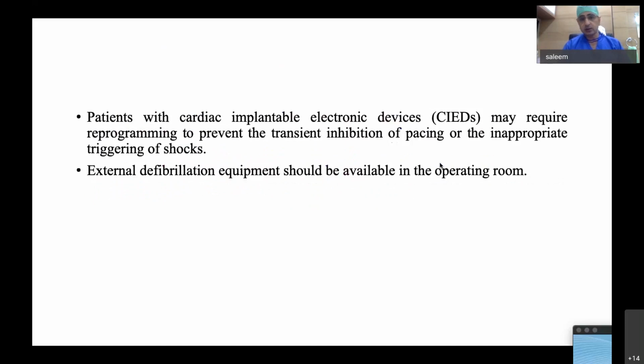Patients with cardiac implantable electronic devices may require reprogramming before the surgery to prevent the transient inhibition of pacing or the inappropriate triggering of shocks. External defibrillator equipment should be available in the operating room.